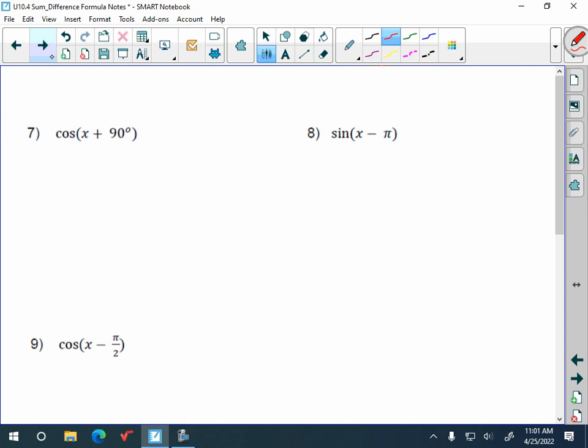All right, so now on number 7, we're simplifying cosine of x plus 90 degrees. We're just going to go to the cosine formula for plus. X acts like A and 90 degrees acts like B in the formula. So you're just going to expand this out. It'll be cosine of x times cosine of 90 degrees minus sine of x times sine of 90 degrees.